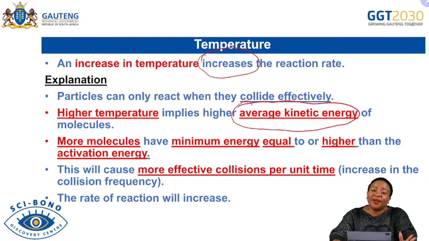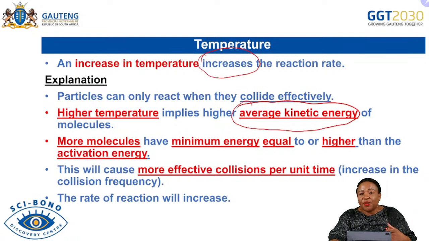In terms of the temperature, we are affecting the average kinetic energy. The higher the average kinetic energy of the colliding particles, the higher the temperature, the higher the rate of reaction. And we know that for every molecule to have the minimum energy, we must have the activation energy. Therefore, there will be more effective collisions per unit time and the rate of reaction will increase. But definitely we need to see that when we increase temperature, we are increasing the average kinetic energy of the colliding molecules or particles.